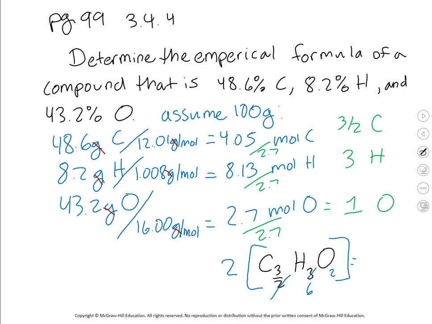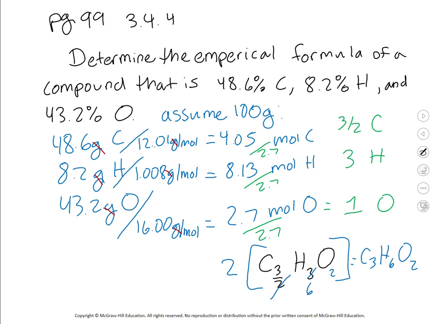So now my new empirical formula is C3H6O2. Is that still an empirical formula? It looks like it. How do I know that it's an empirical formula? Is there any common factor here? No, 3, 6, and 2 do not have a common factor. Well, except for 1, yeah. So we know it's an empirical formula because there is no common factor.